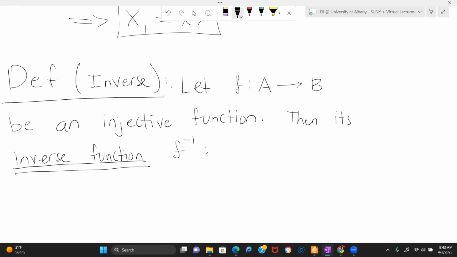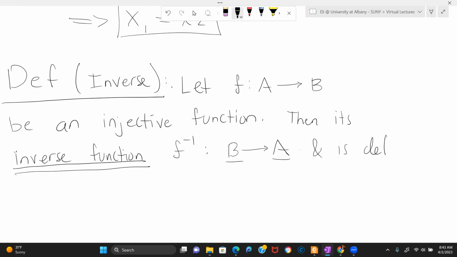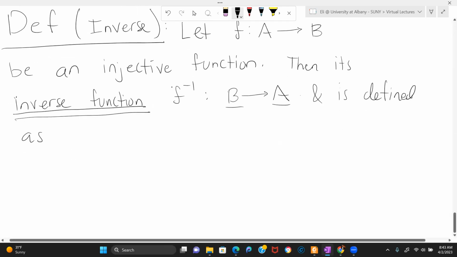Now the inverse function is a function not from A to B, but from B to A. The inverse function is basically the function that undoes f. It just undoes whatever f does. So I specified the domain and the codomain of f inverse. Now I have to tell you how it's defined, as follows.